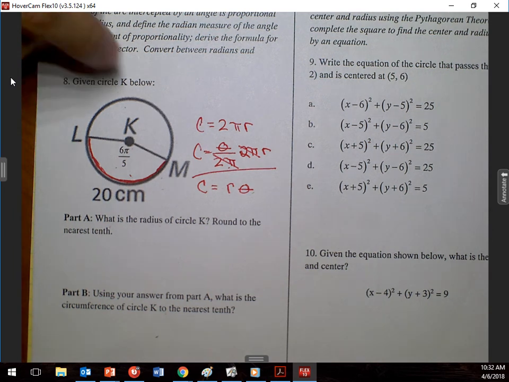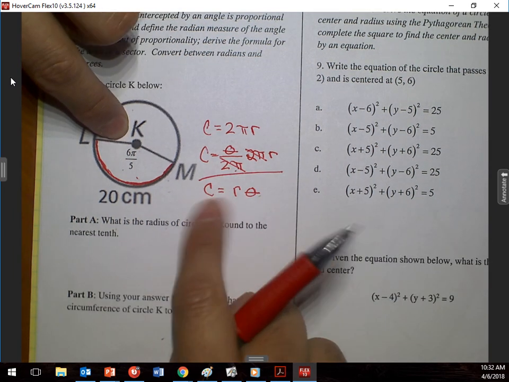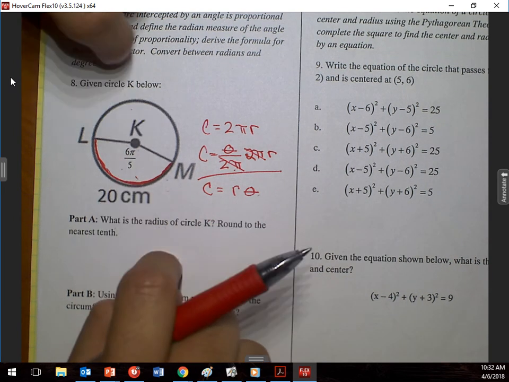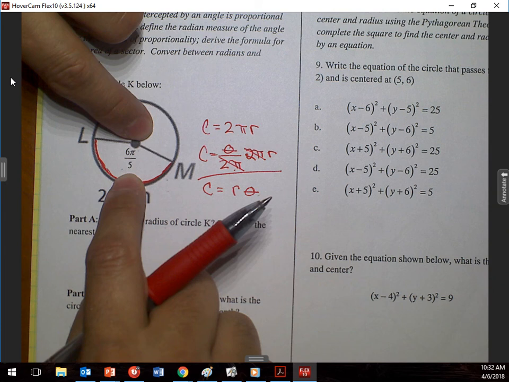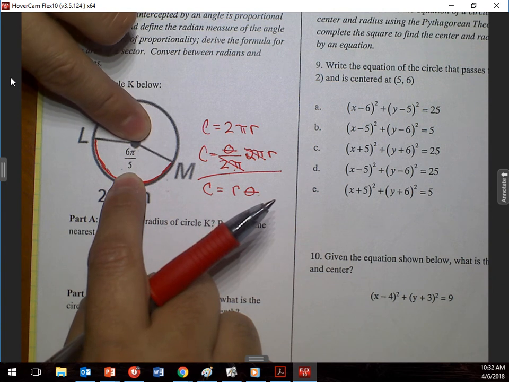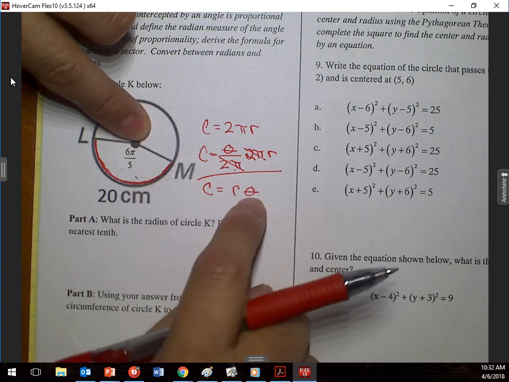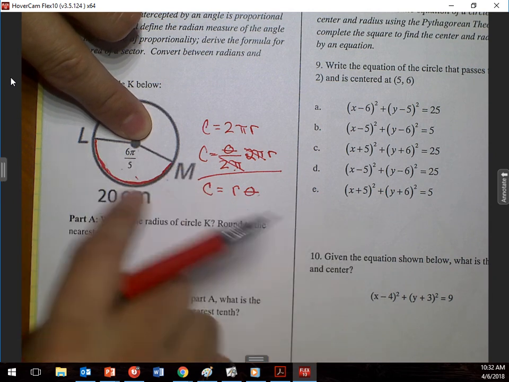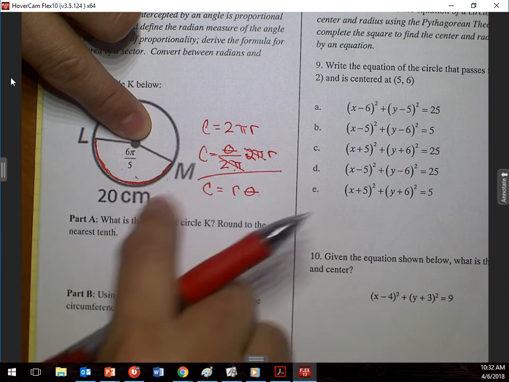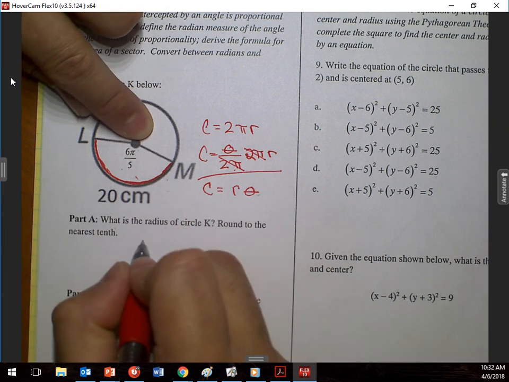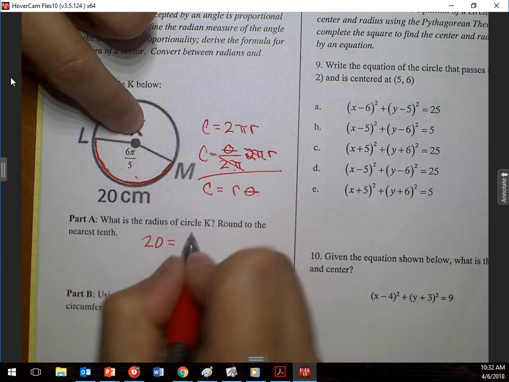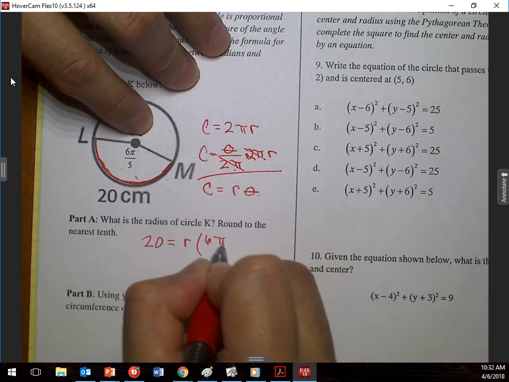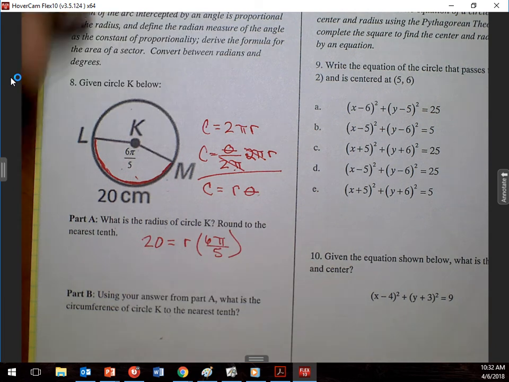Okay. So what information do I have here? The radius? No, I don't know the radius, right? What I have is the angle, theta, because in my formula I only have an angle and the radius. What's the portion of the circumference I have? 20. So the piece that I have right here is just 20. So it's going to be 20 equals r times 6 pi over 5.